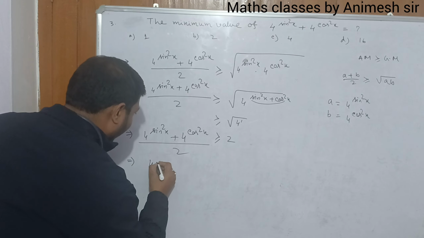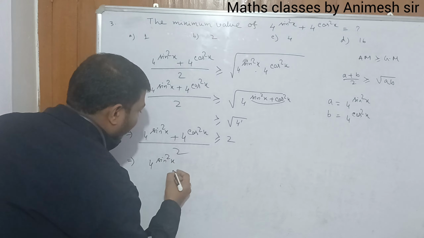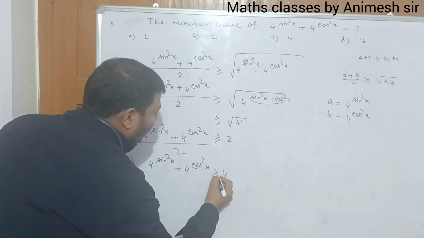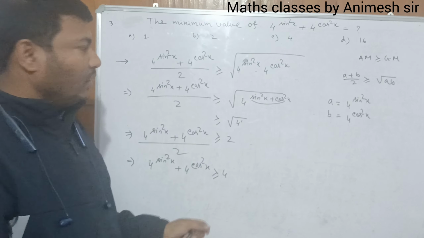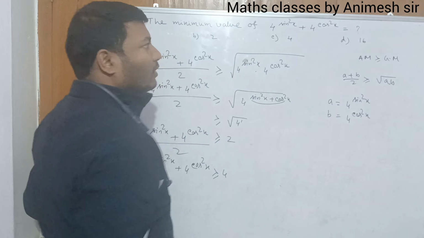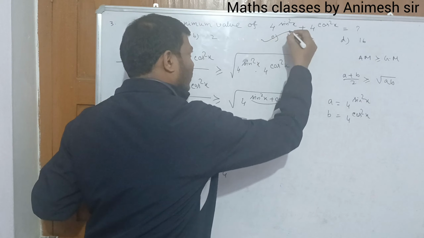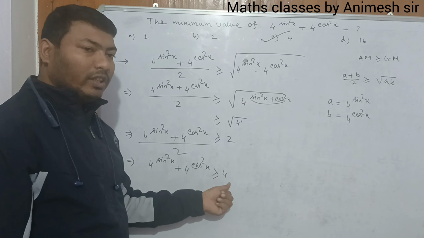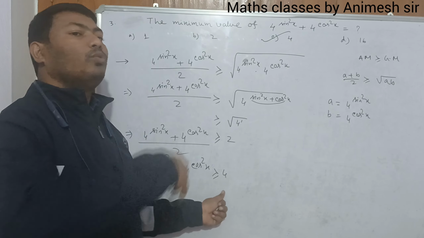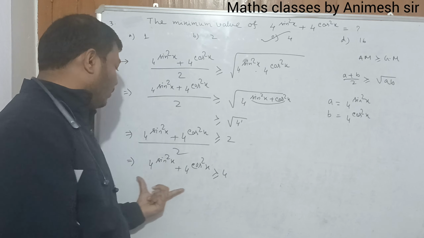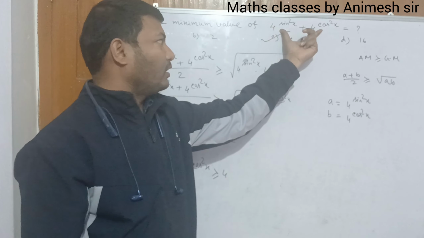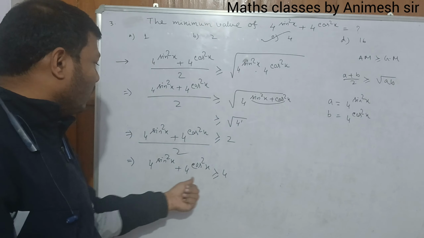So from here we are getting 4 to the power sin square x plus 4 to the power cos square x greater than or equal to 4. That means the minimum value of 4 to the power sin square x plus 4 to the power cos square x is 4. It is always greater than or equal to 4. That means the minimum value will be 4 or it will be greater than 4. The question is what will be the minimum value of this expression, so the minimum value will be 4.